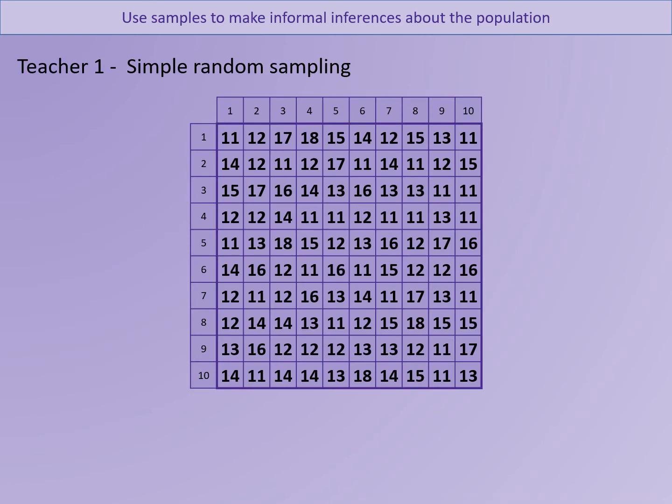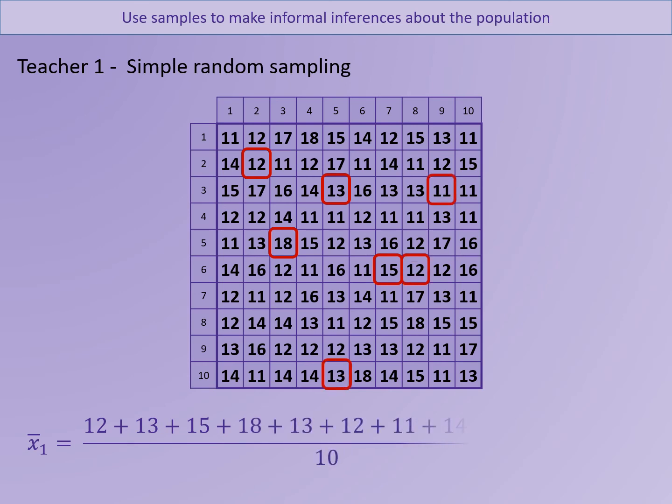So let's start with teacher 1. So remember, teacher 1 is doing the simple random sample. They have access to all 100 ages of all 100 students, and they're going to use the random number generator on their calculator to select the 10 people from these 100. So you would number them from 1 to 100, and then you would use your random number generator to get 10 numbers between 1 and 100, and it would be those 10 students who are selected for the sample. And here are the 10 students who were selected.